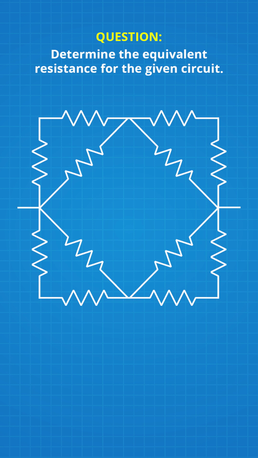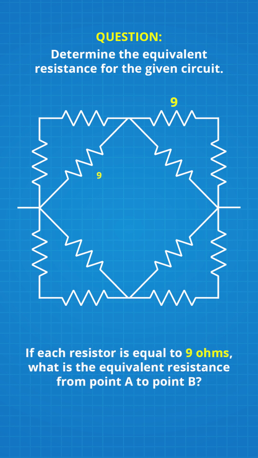Now, here's the question. Determine the equivalent resistance for the given circuit. If each resistor is equal to 9 ohms, what is the equivalent resistance from point A to point B?